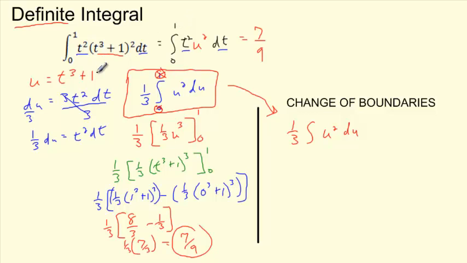So plug 1 in for u. 1 cubed plus 1 is 2. And then plug in 0, 0 cubed plus 1 is 1. So you see how I changed the boundaries from 0 to 1 in t into u.